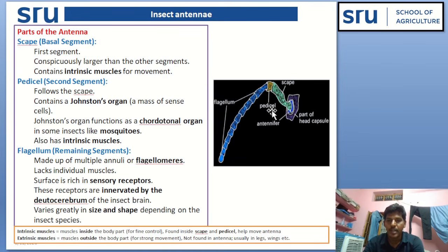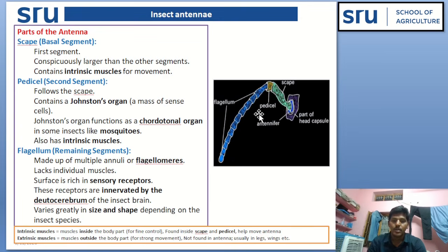The next segment of the antenna is the pedicel. It follows the scape and is the second segment of the antenna. It contains the Johnston organ, a mass of sense cells. The Johnston organ functions as the chordotonal organ in some insects like mosquito. Chordotonal organ means they act as a hearing organ just like an ear. This pedicel also contains intrinsic muscle that helps in the movement of the antenna.